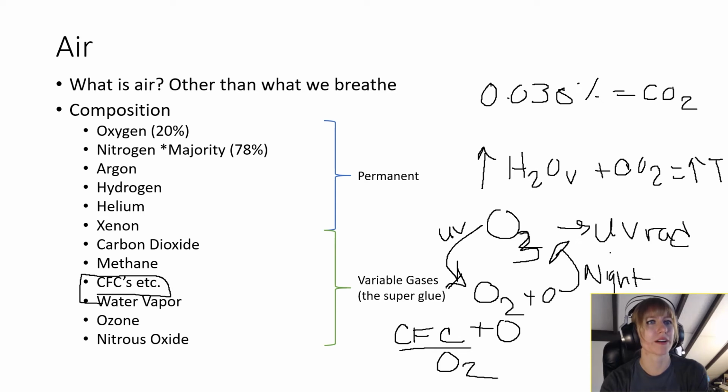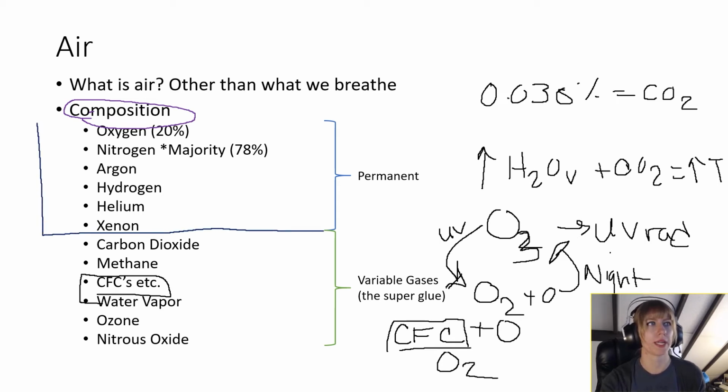But yeah, so these are our variable gases. CFC is a small concentration of the overall amount of greenhouse gases, but it is a very impactful one. So like I said, we have our permanent and our variable. So the composition of our atmosphere starts with permanent. Okay, so let's do permanent.